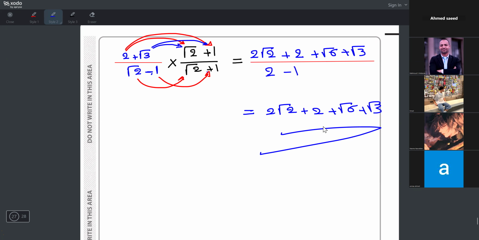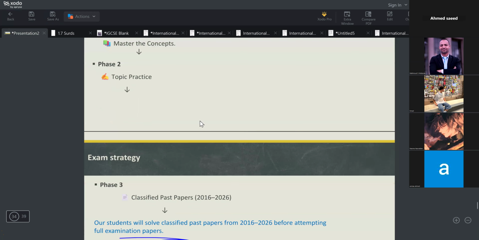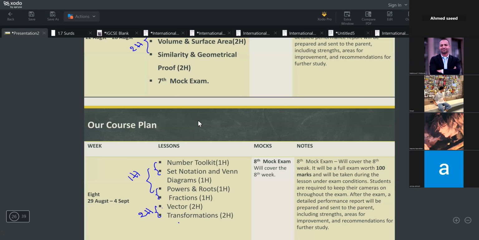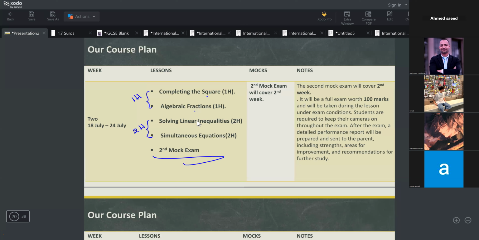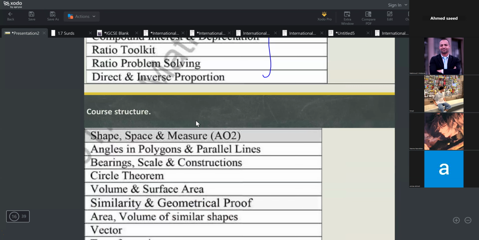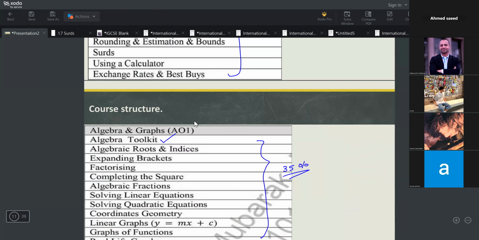Okay, this is the last thing in our presentation today about the Edexcel O level mathematics work plan, our course plan: when we will start, when we will finish, how many sessions per week, and the topics. Okay, inshallah, I will create our group today.